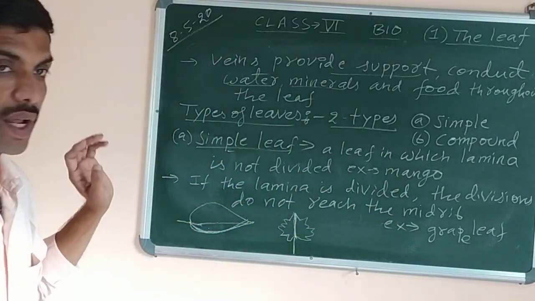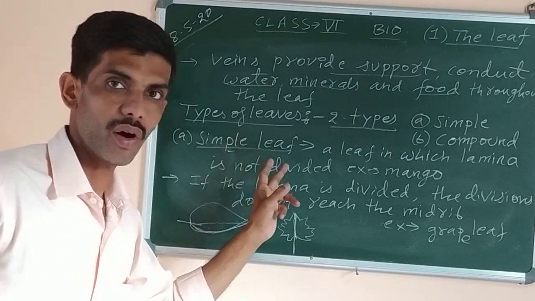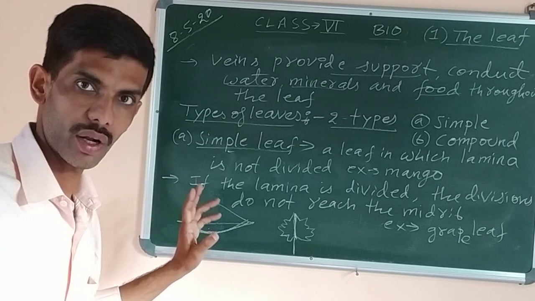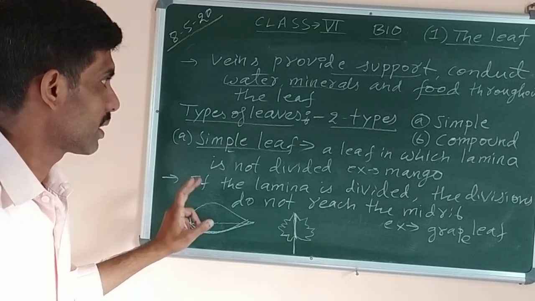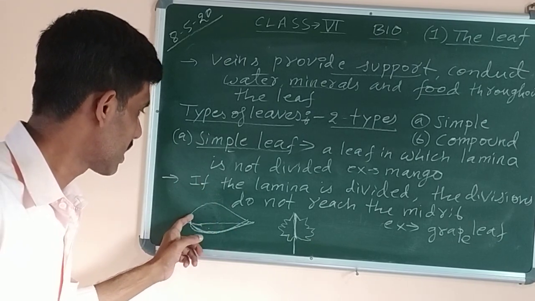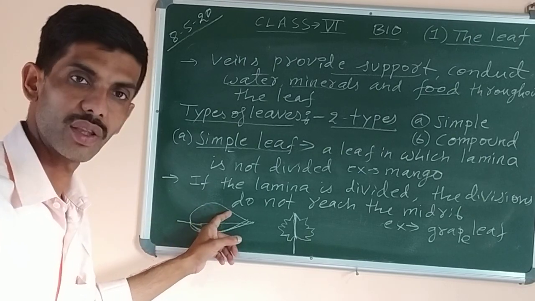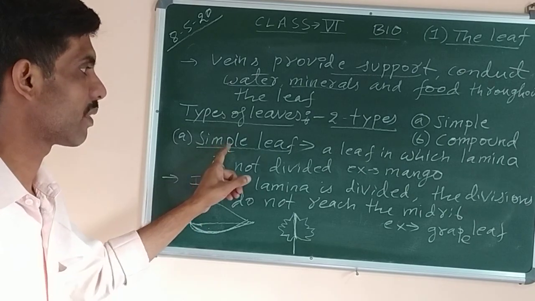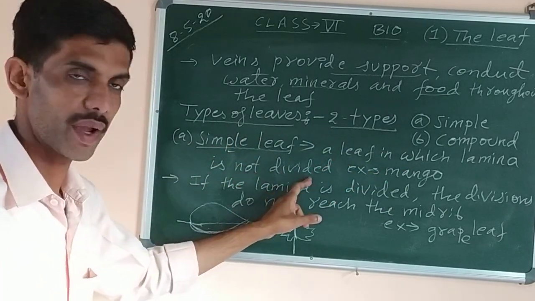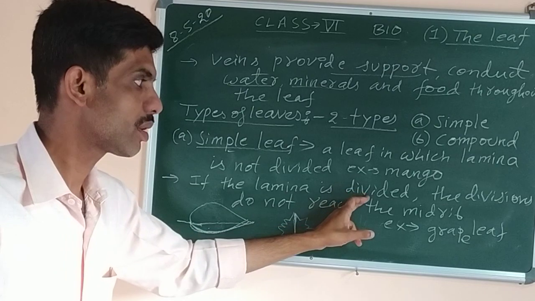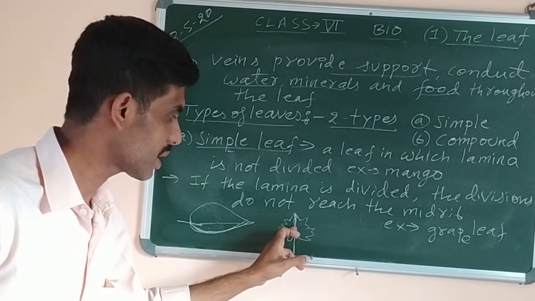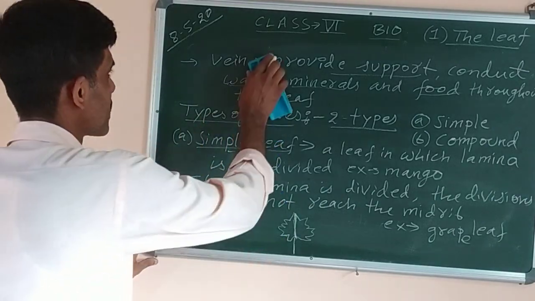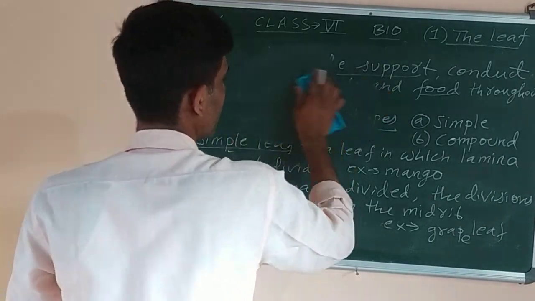Now, how many types of leaves are there? It depends on whether the lamina of the leaf is cut or not cut. If the leaf is not divided, the margin is not divided into smaller leaves, then it is called a simple leaf. A leaf in which the lamina is not divided. And if it is divided also, but the divisions do not reach up to the midrib, such a leaf is called a simple leaf. Okay. Now the second one is compound leaf.